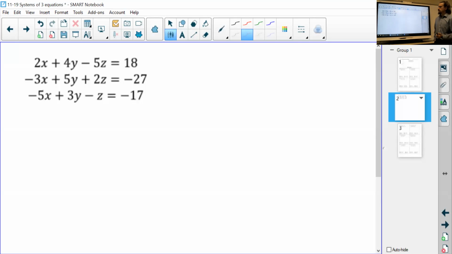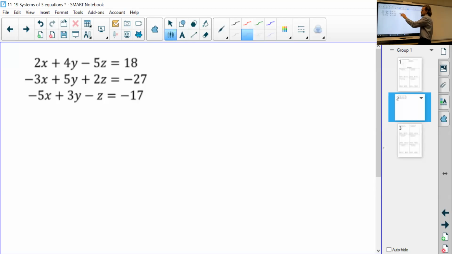Okay. So our idea here, we start off with 3 different variables, and we want to simplify it down. So we want to take 3 variables and 3 equations. We want to simplify it to 2 variables and 2 equations, because that's what we've been doing. And then we can simplify it down to 1 variable and 1 equation, solve for that variable, and then work our way back up. Okay?